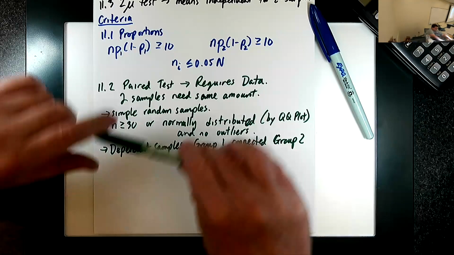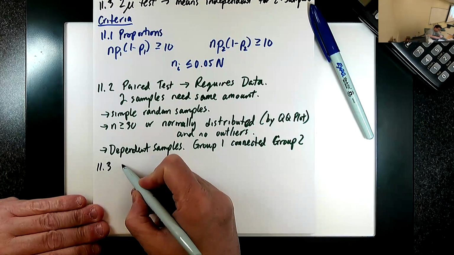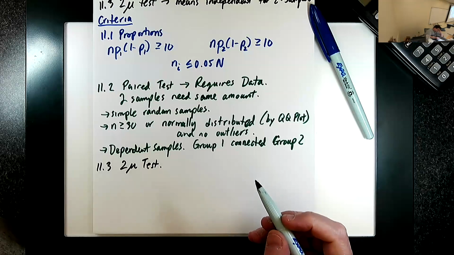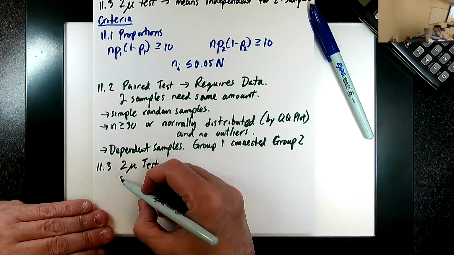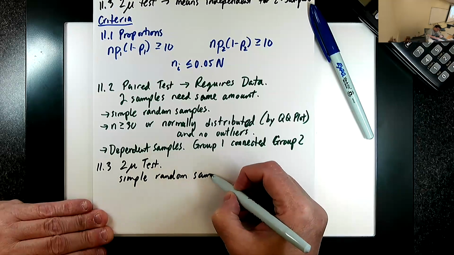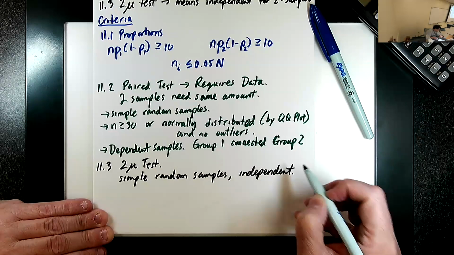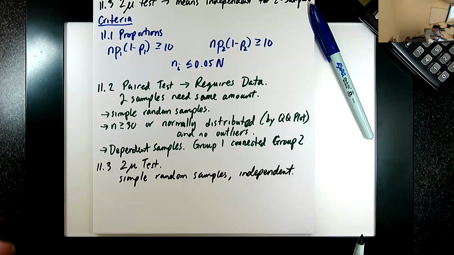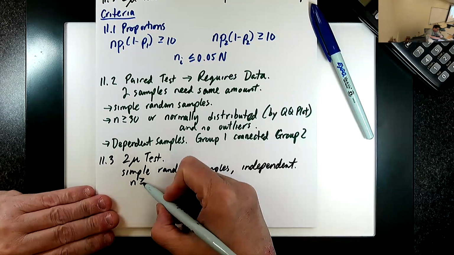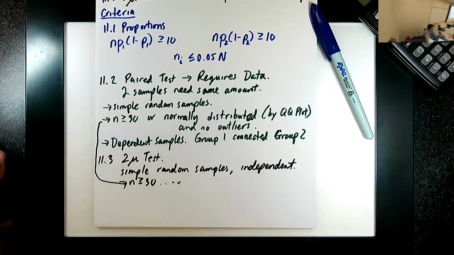And 11.3, I didn't write down the H naughts, so we're going to do that in a second. 11.3 is the two means test. So we need simple random samples that are independent. No connection between the groups. You're still in that category of n greater than or equal to 30. This one comes down here. That's the same thing.